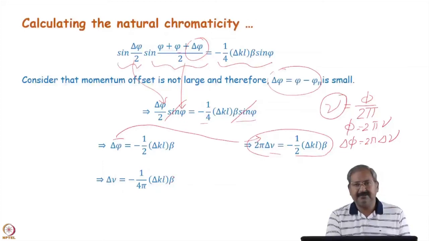Now if the quadrupole has higher beta at this location, the chromaticity will be higher because delta nu will be higher in that case.